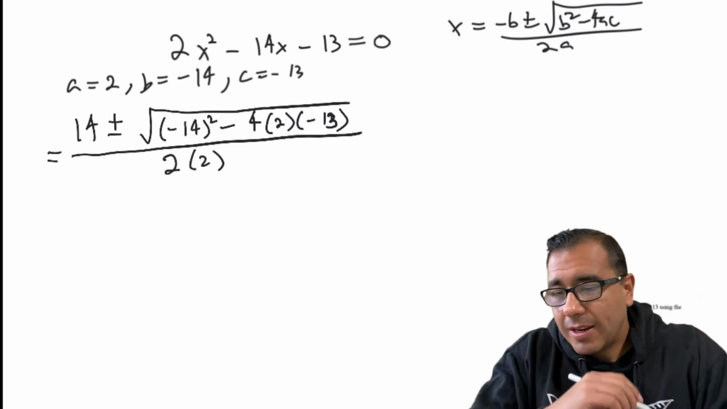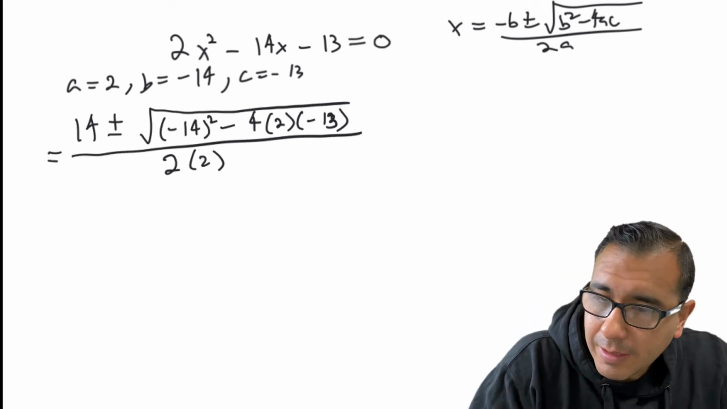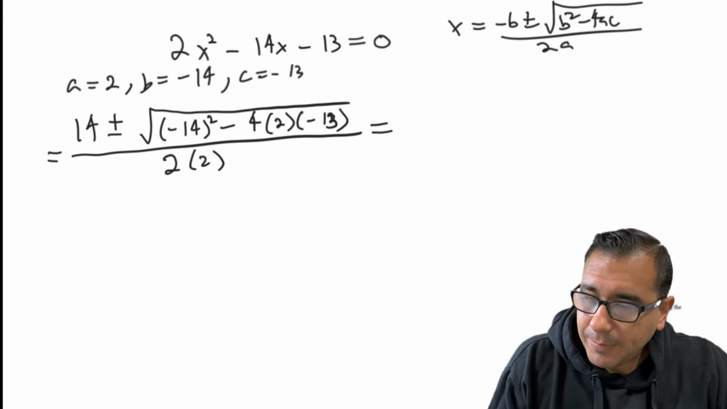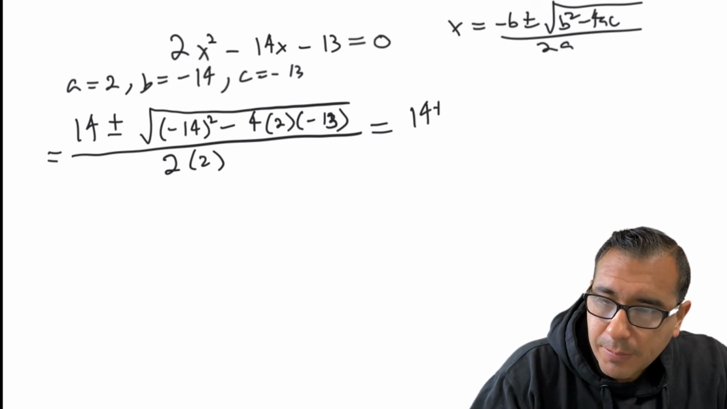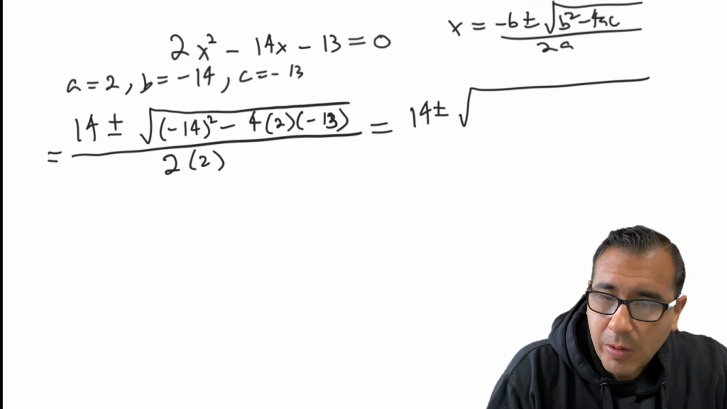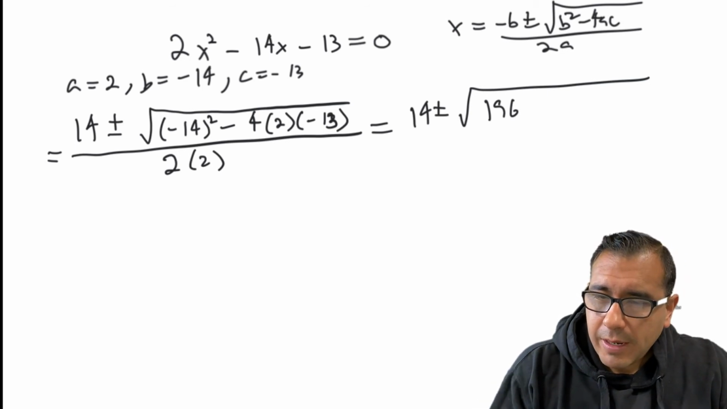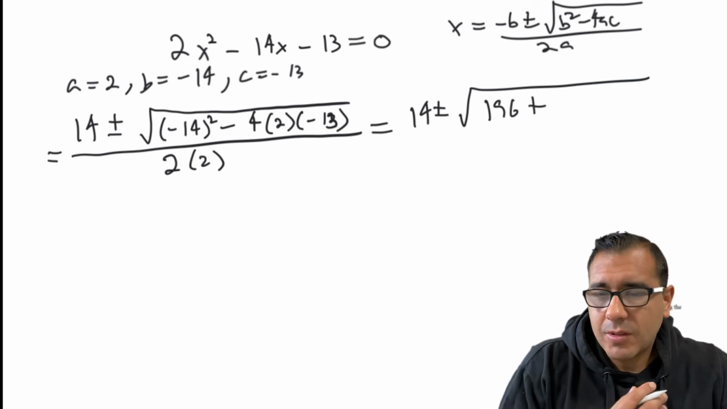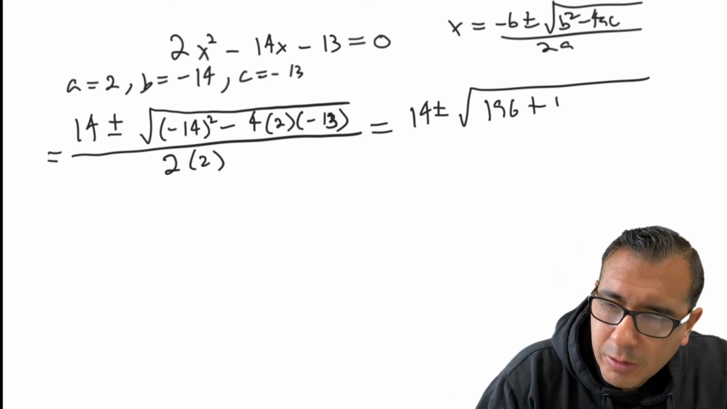All right, so go ahead and get out your calculators and let's go ahead and simplify everything. So we're gonna get 14 plus or minus the square root of 14 squared is 196. And then we're gonna get plus 4 times 2 is 8. 8 times 13 is 104.